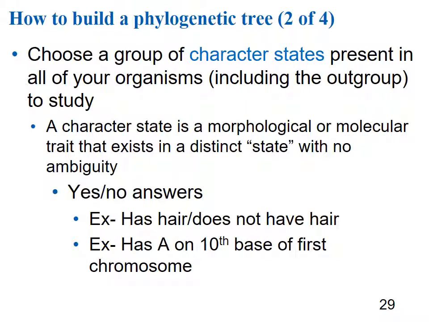So then we're going to choose character states that are present in all of the organisms, including the outgroup. A character state is a morphological or molecular trait that exists in a distinct state with no ambiguity. So you should be able to answer all of these as yes or no type answers. So it either has hair or does not have hair, or it has an A on the 10th base of the first chromosome, or it doesn't have an A on the 10th base of the first chromosome. And again, we'll go over these in class, but this is kind of how you're going to do that.